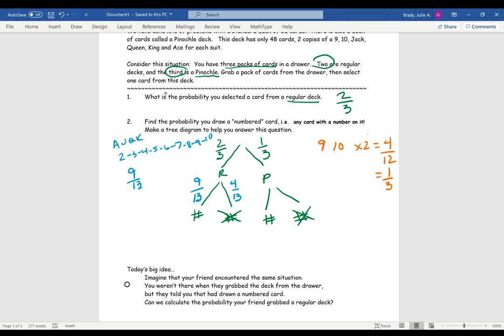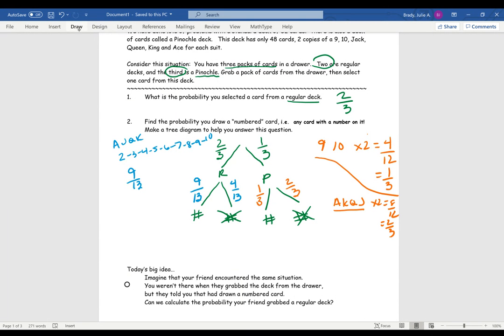If you want to check to see if you're right, let's do the non-numbered cards. You've got the ace, the king, the queen, the jack, and those are 4. So 4 times 2, which is 8 out of 12. So we double check, that's good. So the chance of not getting a numbered card is 2/3. So the chance of getting a numbered card is pretty low, 1/3, but the chance of not getting a numbered card is pretty high, 2/3.